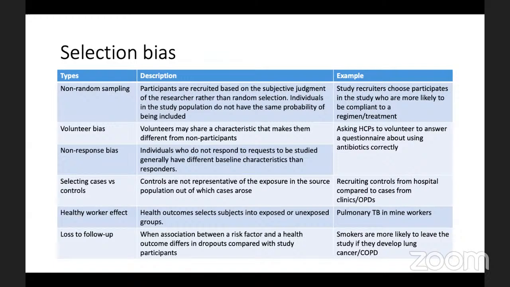Okay, and then another very important one is loss to follow-up. So this is important because participants may drop out due to a risk factor or disease severity, or because of the intervention itself. So it's important to note that if a study has a loss to follow-up of more than 20%, you should be concerned about bias. An example here is if smokers are more likely to leave the study if they develop lung cancer or COPD in a prospective study.